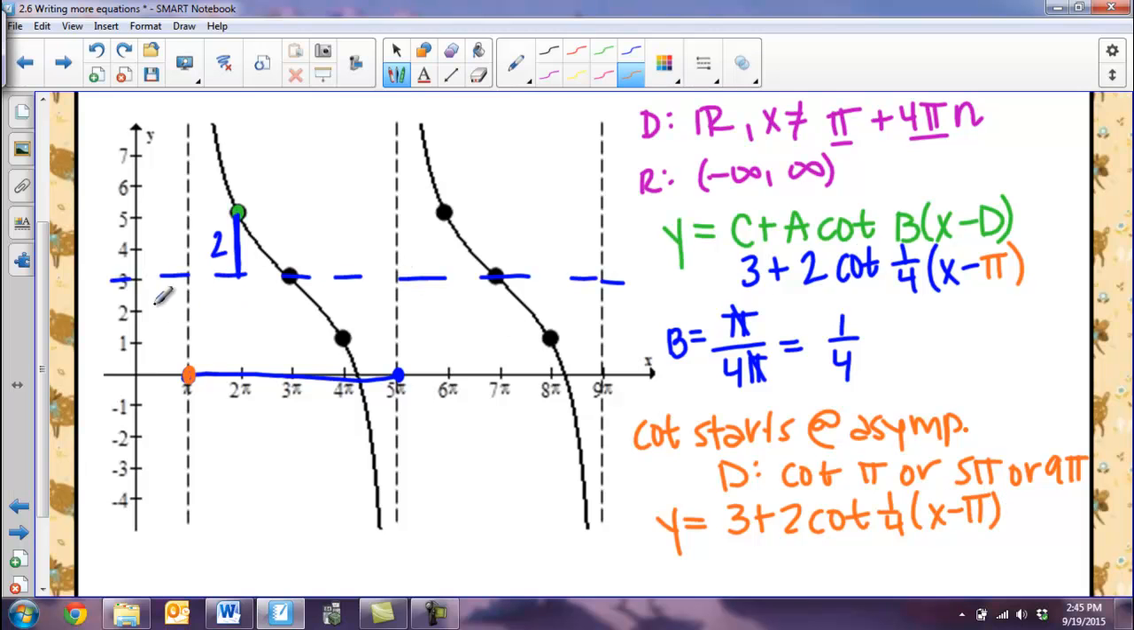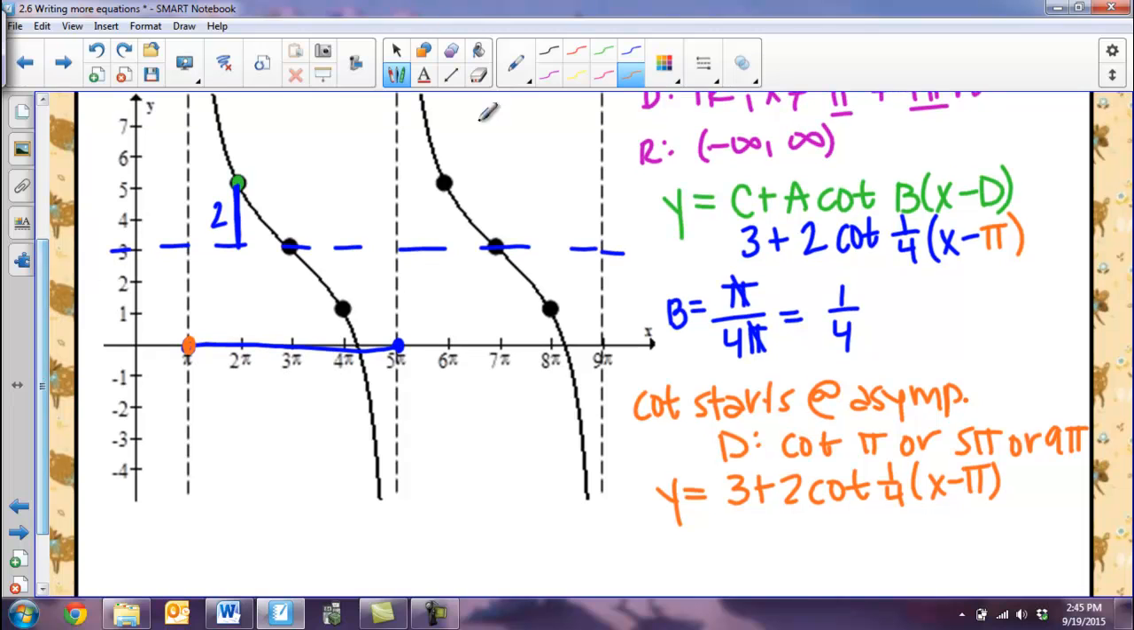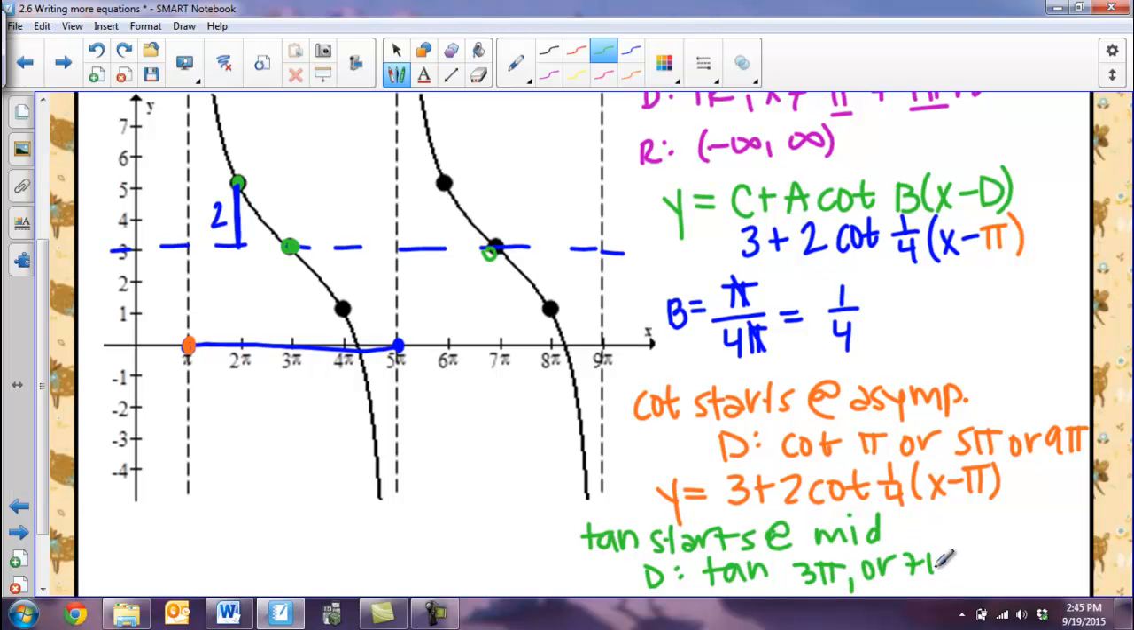Okay, and again, we can write this as a tangent graph as well, remembering that tangent starts at a middle. So if I was looking, my first middle point would be at 3 pi, or at 7 pi. And then remember here that tangent usually goes from a center to a high to an asymptote to a low. So it usually has that opposite snake shape.